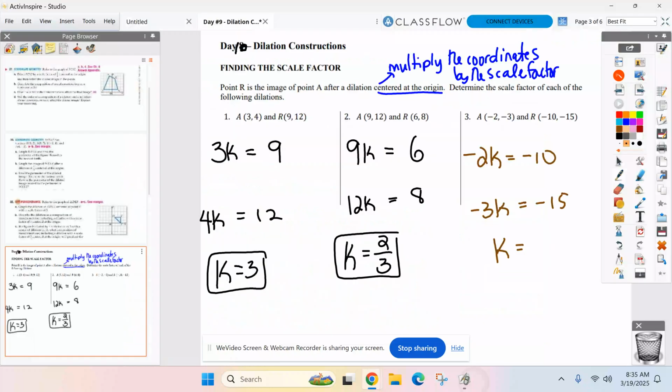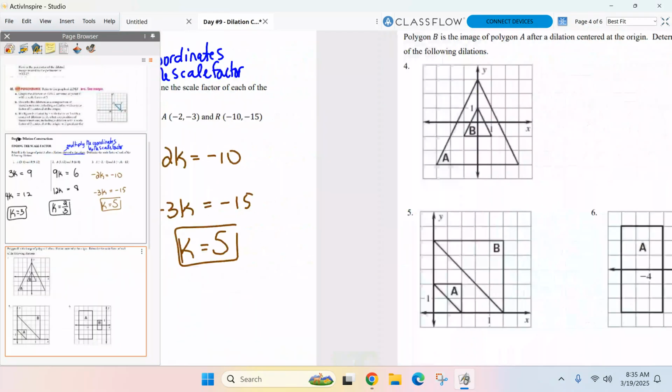All right, Alex, what do you have? What's my scale factor here? 5, good. All right, all good. Questions on given points, finding the scale factor. And as you guys look below in your notes, now we're going to, given the 2 figures, can you find the scale factor? All right, given the 2 figures.